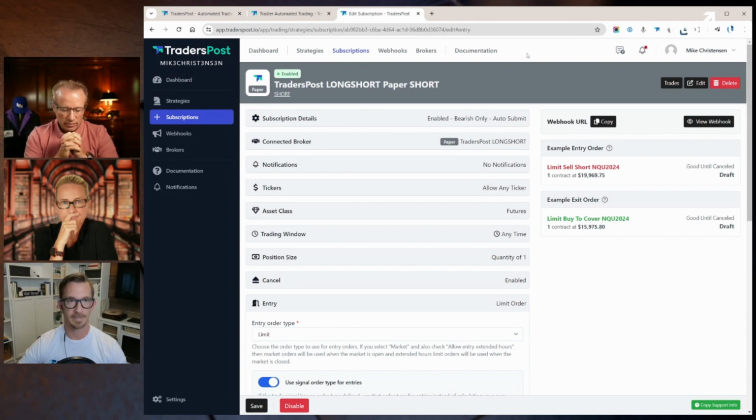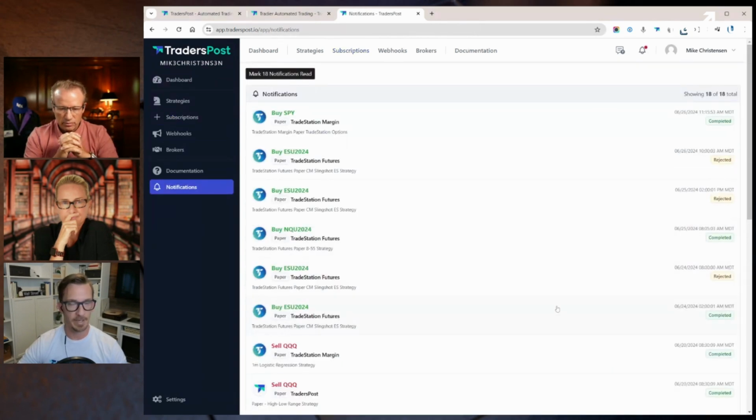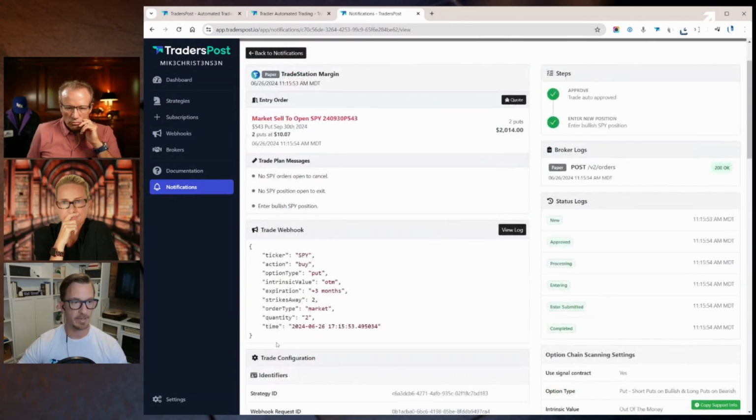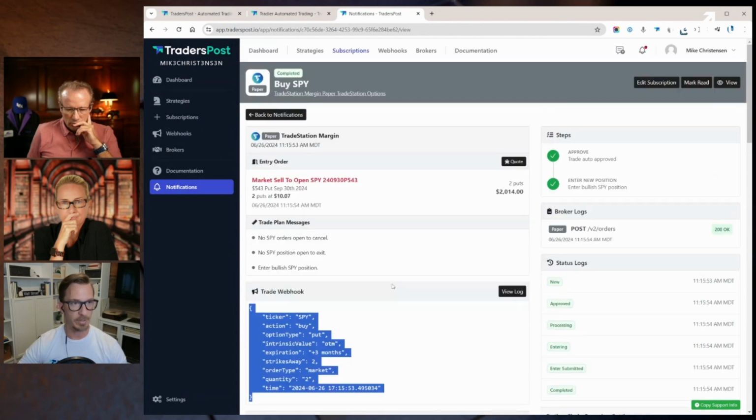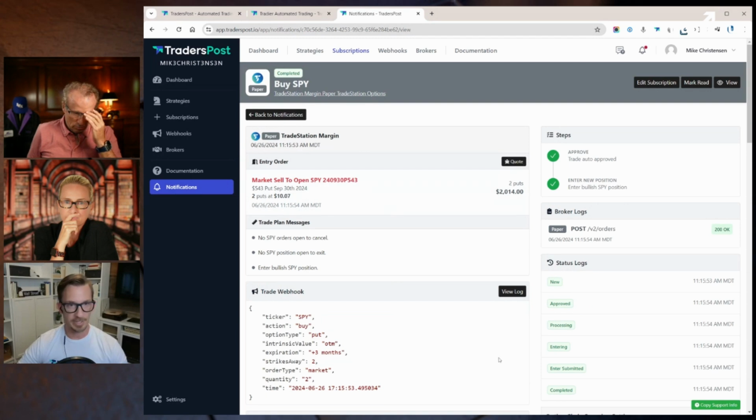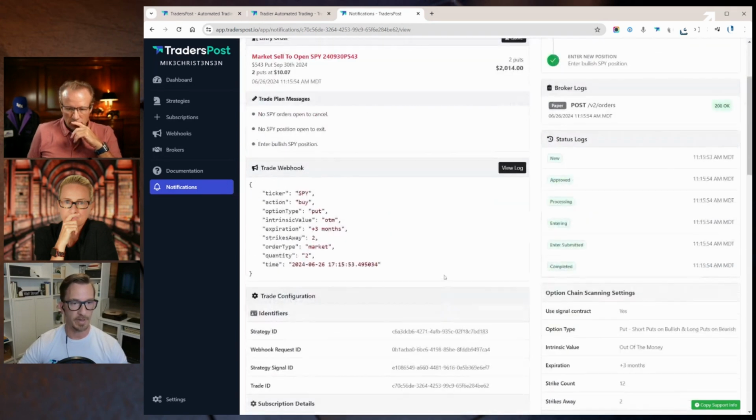Right, yep, exactly. So now every time an alert happens on TradingView, I've got this webhook instruction that comes through. Here's one that bought an out of the money put from a strategy that I had set up, and we're just going to translate that into an order with the broker that you've connected it to.